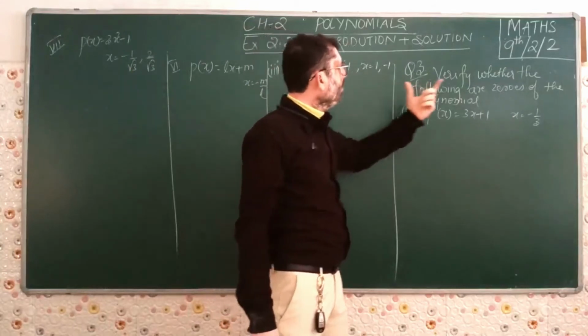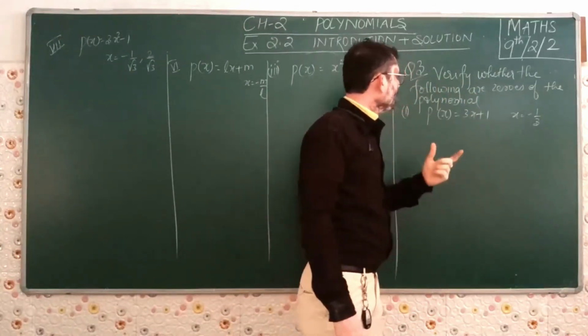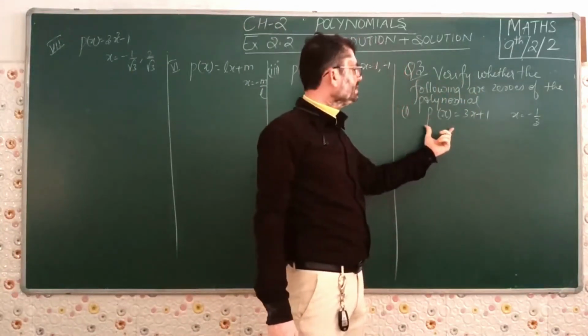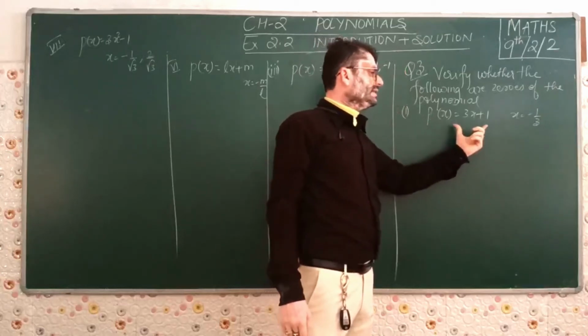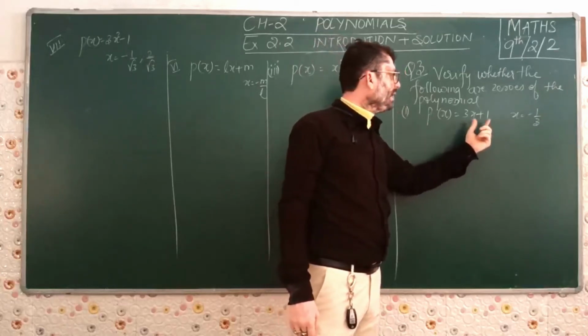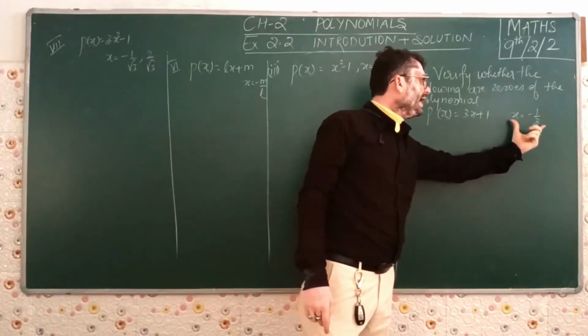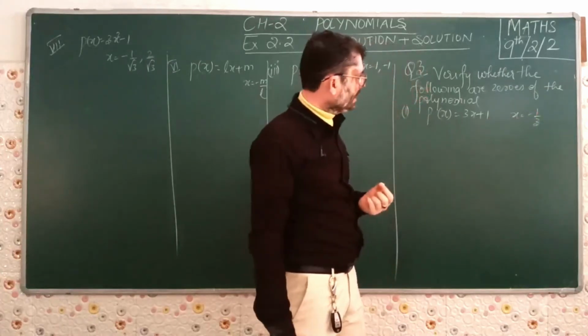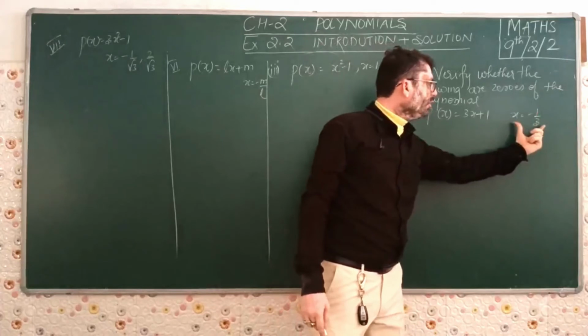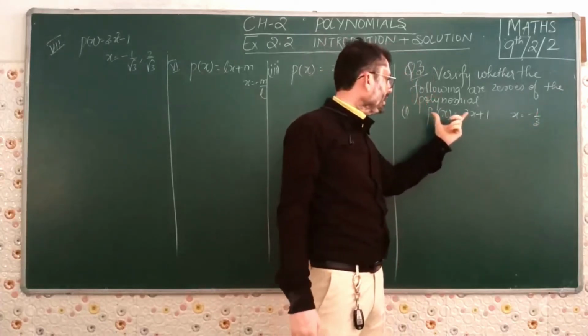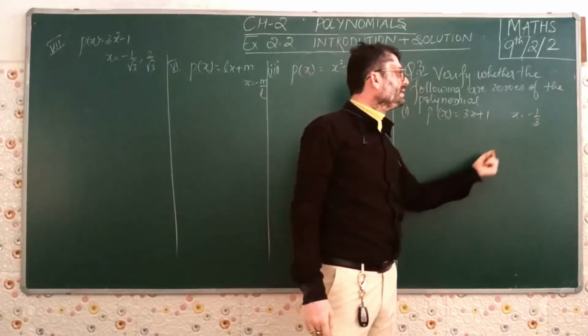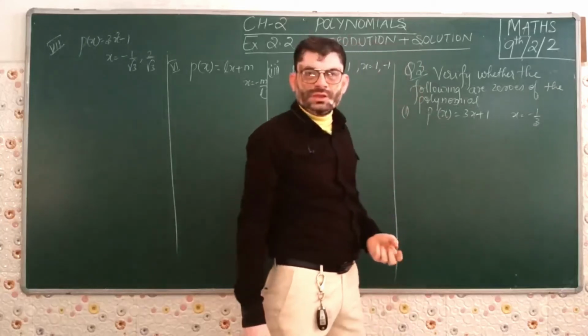Bit 1. Verify whether the following are zeros of the polynomial. The polynomial given is p of x is equal to 3x plus 1 and we have to check for the value x is equal to minus 1 by 3. That means if we substitute the value of x in p of x and if the value becomes 0, then we can say that x is the 0 of the polynomial.